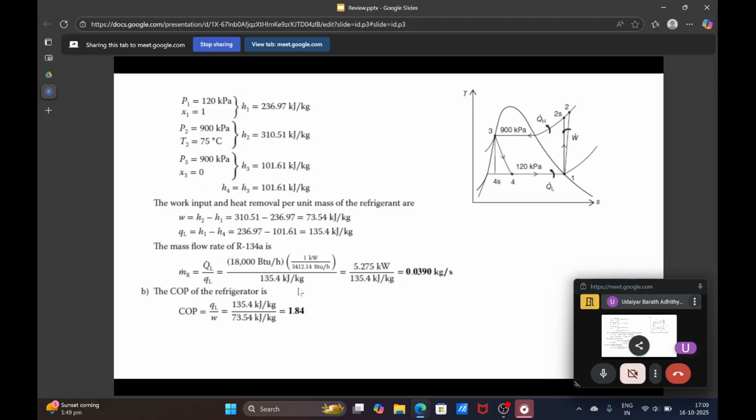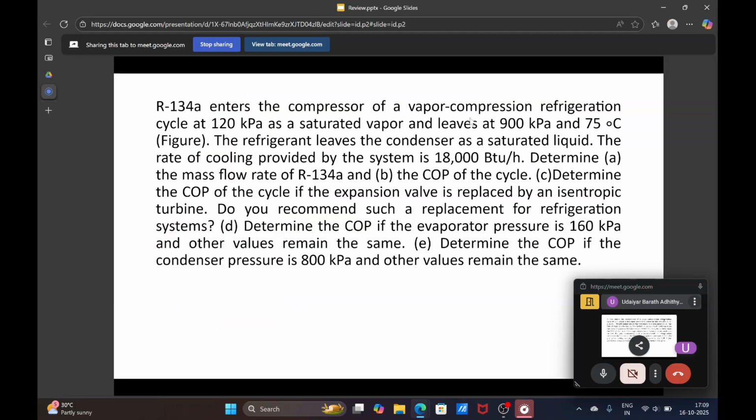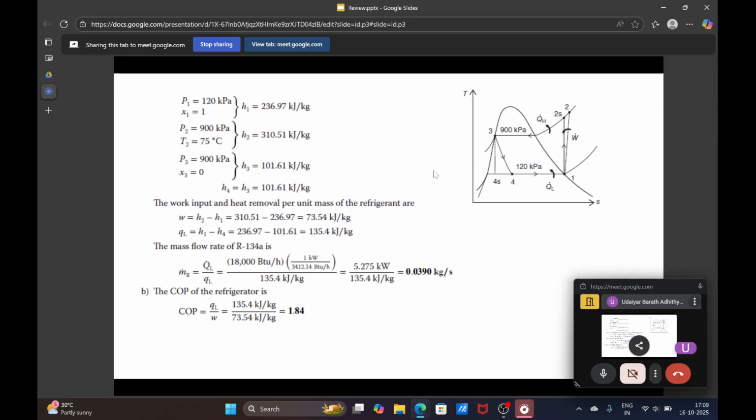And what is given is already how much cooling is provided by this refrigerator or air conditioner or vapor compression cycle. So here it says that the cooling capacity is 18,000 British thermal unit per hour. So 3,412 British thermal unit per hour is 1 kilowatt. So if you divide by 3412.14, we get how many kilowatts we can convert. So that is equal to 5.275 kilowatts.